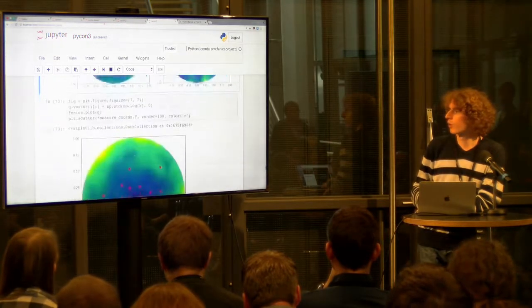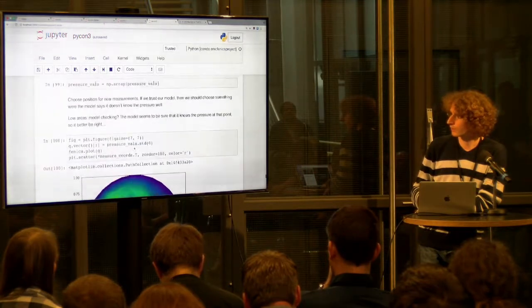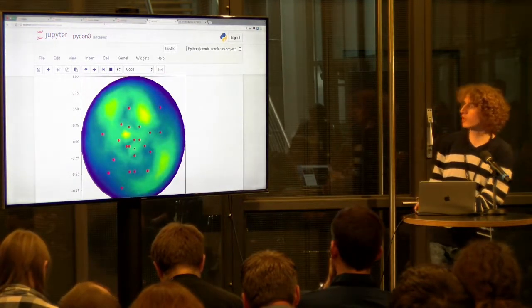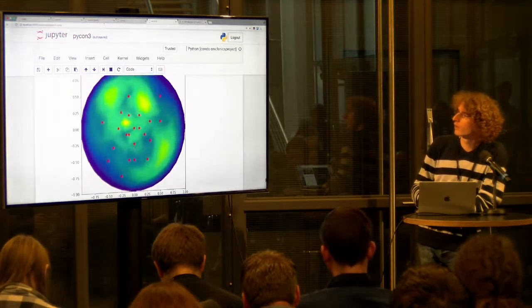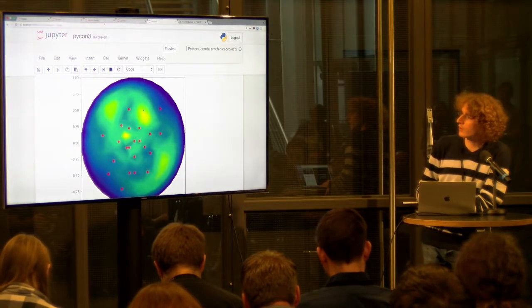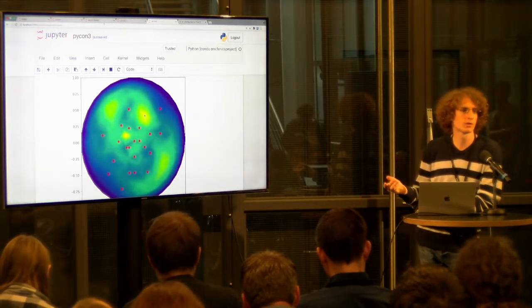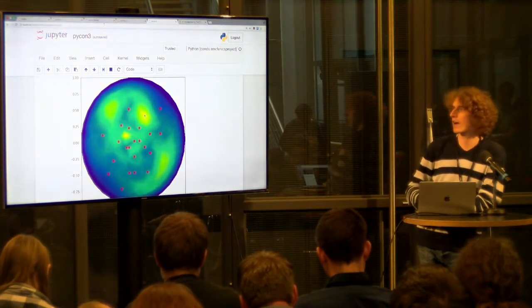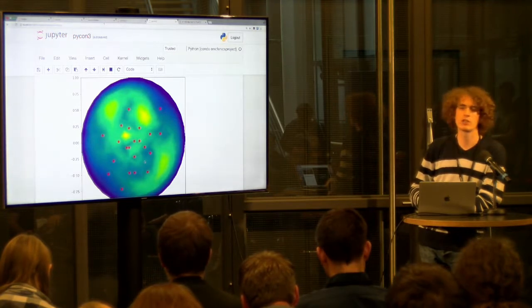Or we could ask questions like, where do we actually know the pressure? So we can say, okay, here's a point, for example, where we don't know the pressure well because the standard deviations in all of our different explanations is very high at that point. While here, between the wells, we actually know the pressure well anyways.